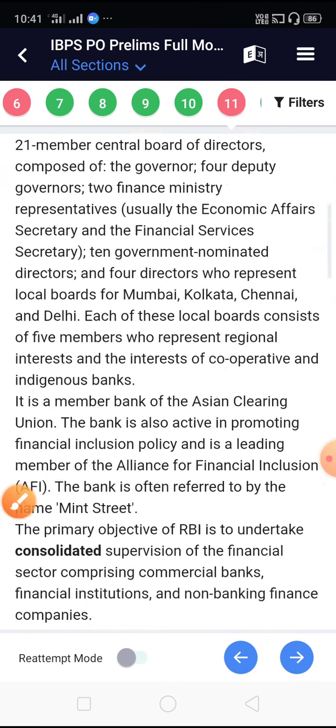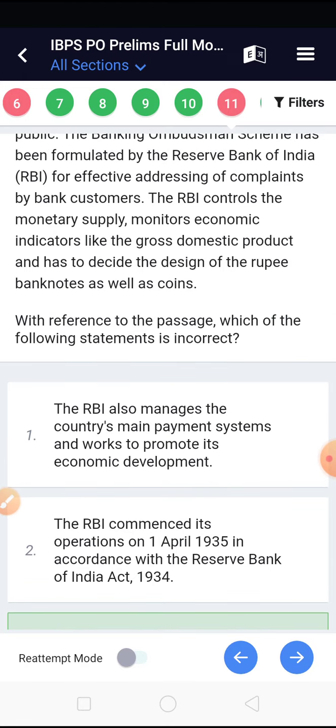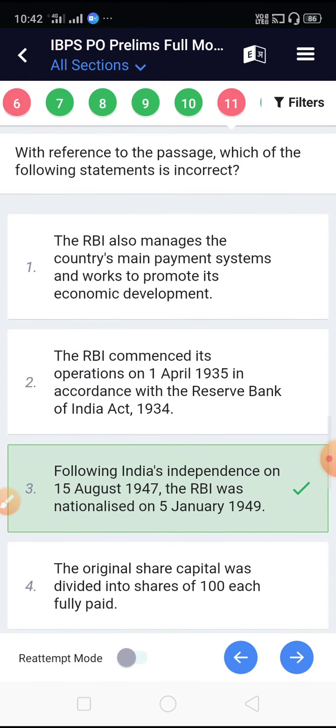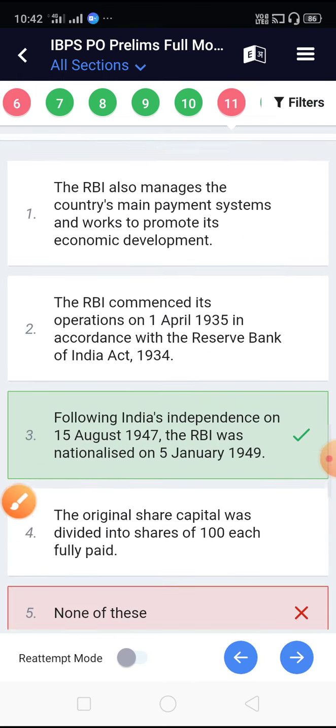सही है. दूसरा, each of the following statements is incorrect. 15 अगस्त 1947, RBI 5 जनवरी 1949, गलत हो गया.